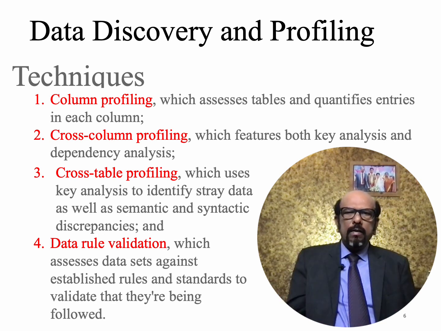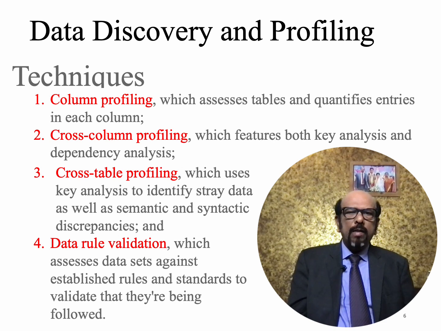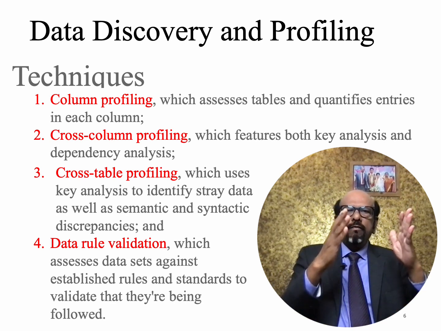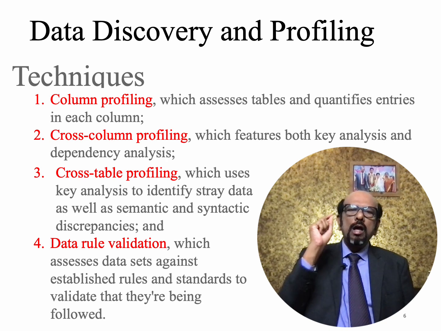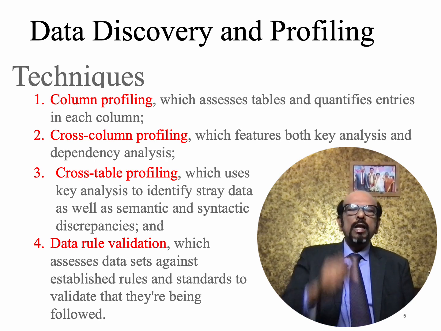If a particular column is about the height of the person in centimeters together with decimal points, then make sure that you understand what is the height of a normal person, so that the minimum and maximum range, all these things will fall in place. That is called column profiling. Column profiling assesses tables and quantifies the entries in each column.